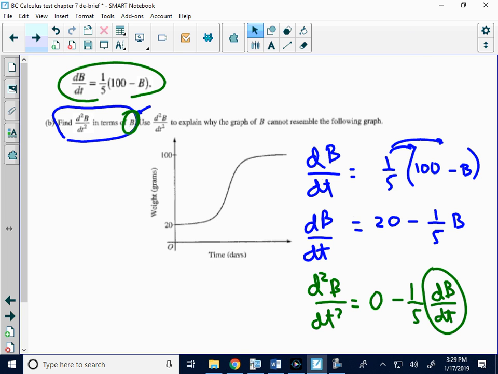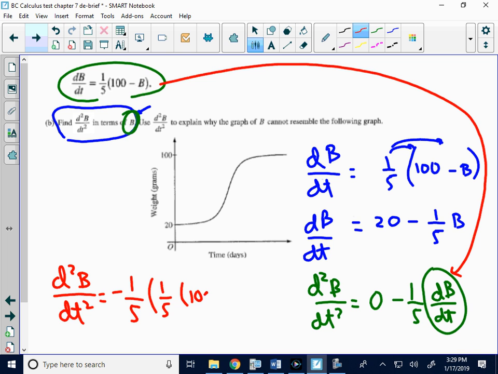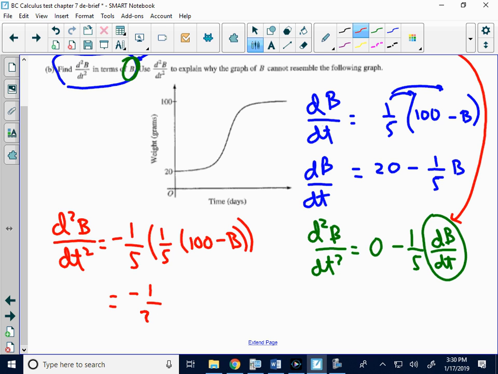So again, you're good. Here's the second derivative of b with respect to t. It's going to be 0 minus 1/5 times dB/dt, which was 1/5, times 100 minus b. If I clean that up just a little bit, I get -1/25 times 100 minus b, or negative 4 plus b over 25. Right, that's the second derivative.